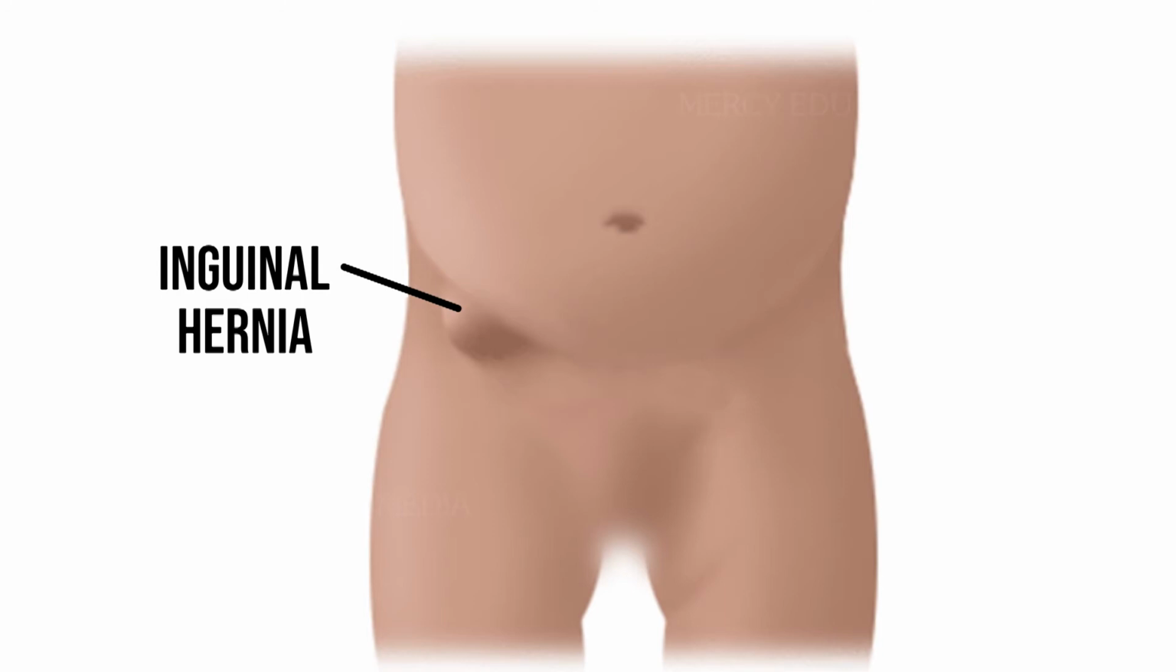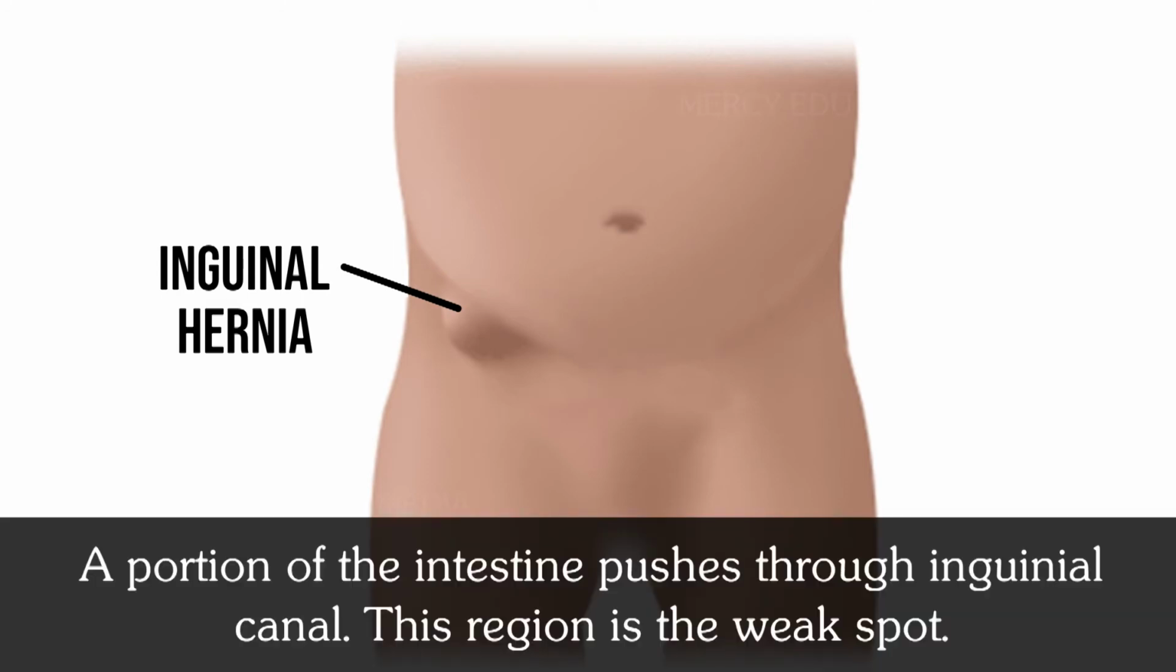What are the different types of hernia? Inguinal hernia. A portion of the intestine pushes through the inguinal canal. This region is the weak spot.